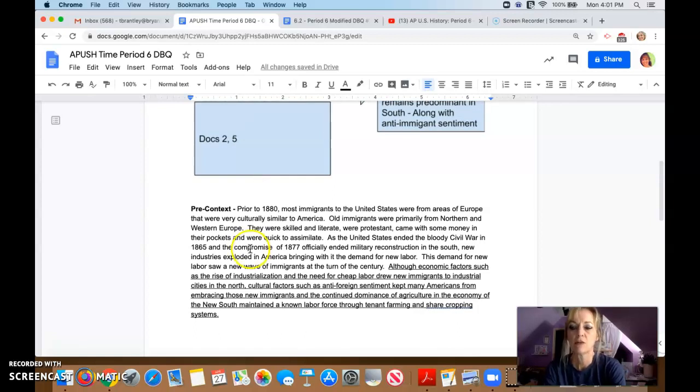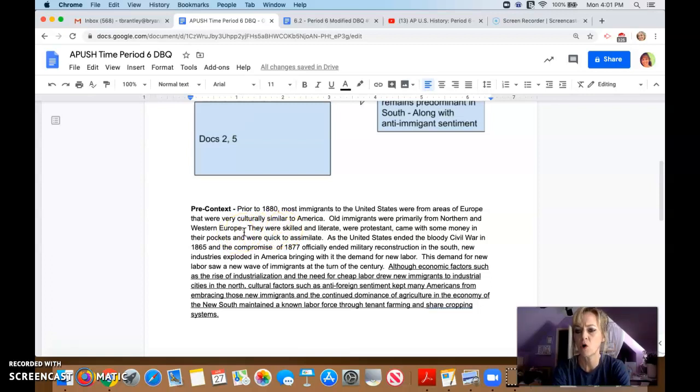All right, then once I have my thesis statement written, I would go back and do my pre-context. Remember, pre-context goes before your thesis statement. And this is going to be easy to do when you're typing this on the exam, because you could write your thesis statement, go back and put your pre-context up here. But I said prior to 1880, most immigrants to the United States were from areas of Europe that were culturally similar to America. They were primarily from Northern and Western Europe.